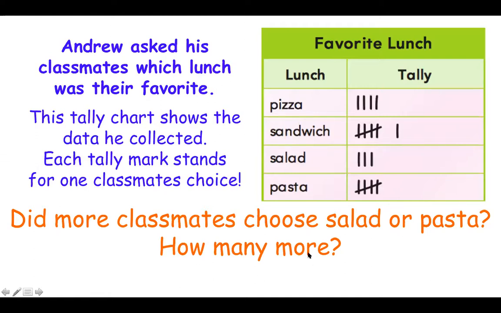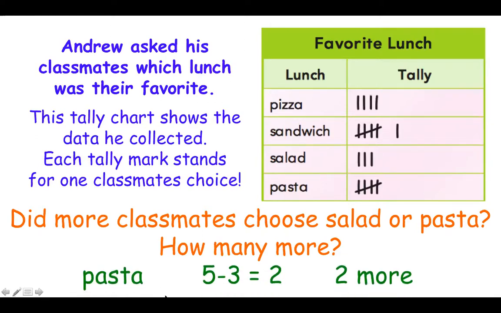But then it asks, how many more? Now, if we think back to the beginning of the year when we learned about adding and subtracting and problem solving, how many more was the key words to solve what kind of problem? Do you remember? How many more means we have to subtract. That's right, we have to subtract. So now I have to look at the pasta tally marks and the salad tally marks, and I have to subtract to figure out how many more chose pasta. Well, pasta has 5 and salad has 3. So 5 minus 3 equals 2. 2 more people chose pasta. So the answer to the first question is pasta. More classmates chose pasta. Then I looked at pasta and salad, 5 minus 3, and I subtracted it to get 2 to figure out that 2 more people chose pasta.